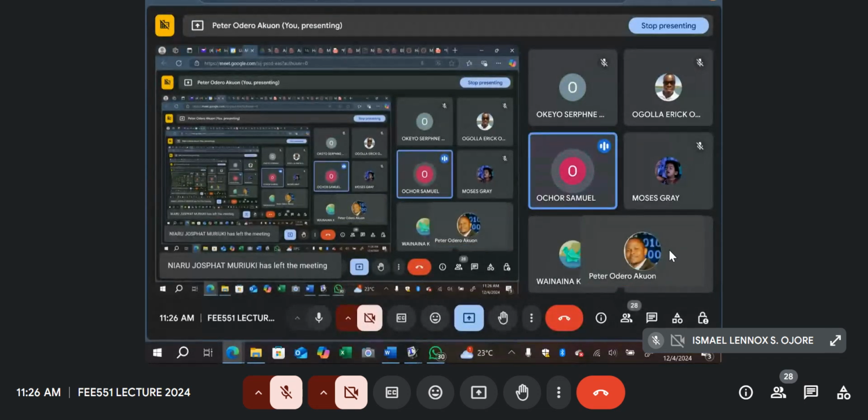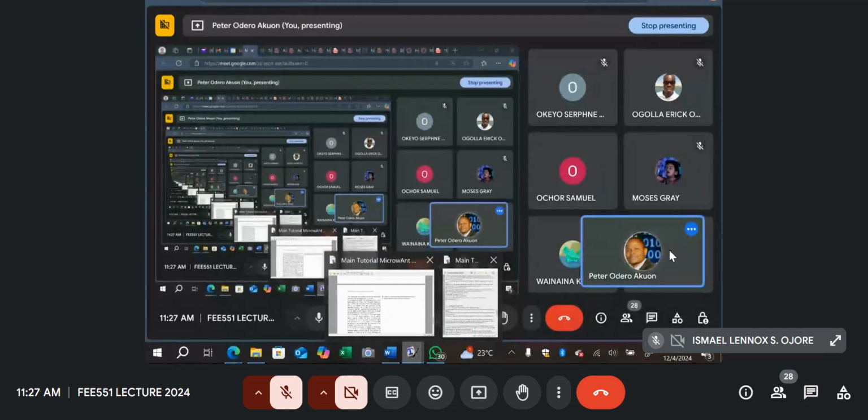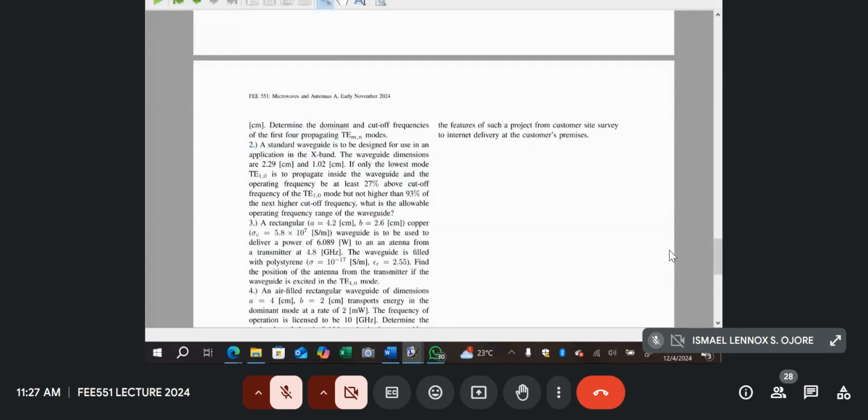How would we excite, for example, a TE21 mode? A TE21. So I've shown you the excitation for a TE10, isn't it? And a TM11. Yes.